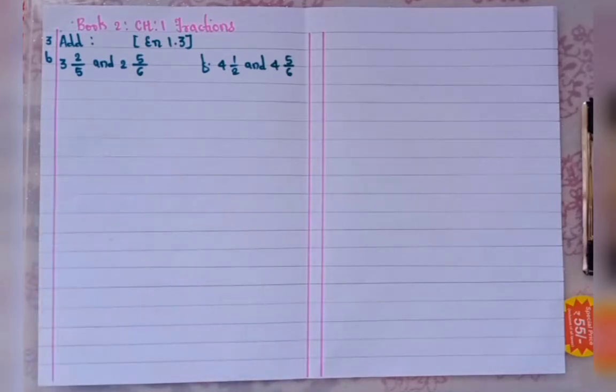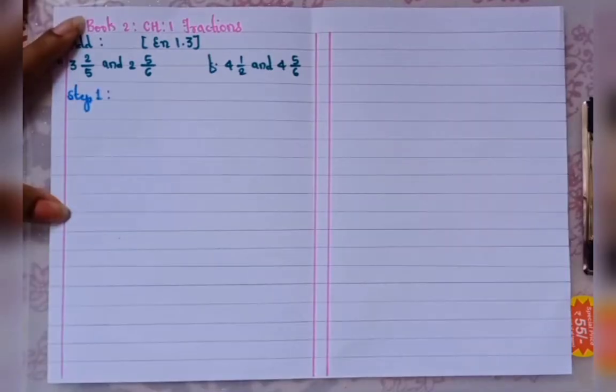Okay, add mixed fractions. We have already seen how to add mixed fractions whose fractional part is like, and here we are going to see how to add mixed fractions whose fractional part is unlike. If the fraction part is unlike, we have to make it like, then add them, find the final sum, and then reduce to the lowest term if possible. So let's start. Step 1.